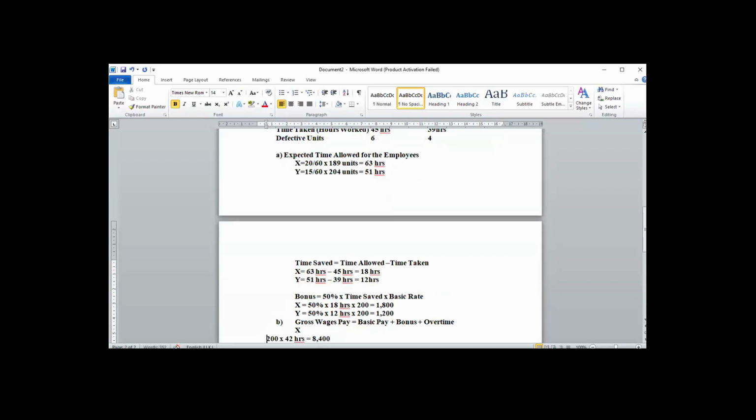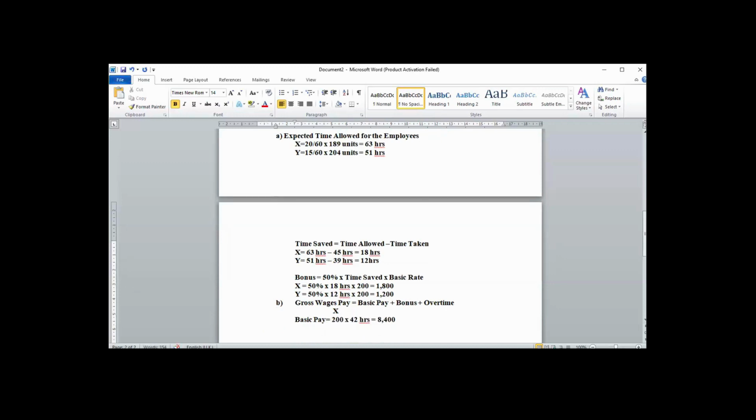Let me do it this way to make it clearer. What we are working with is X. The first one we did is for basic pay. Basic pay, this is it. Bonus income. Bonus for X is 1/8. We've done it, yes, sir. That is 1,800.